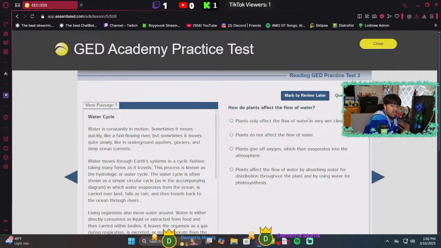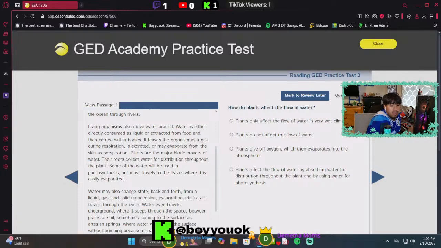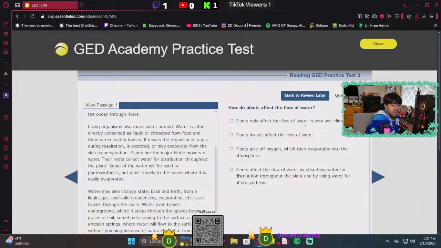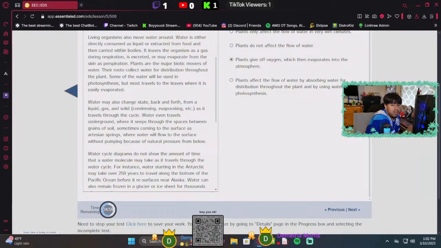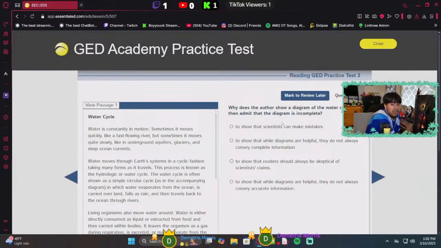How do plants affect water flow? Why does the author show a diagram of the water cycle and then admit the diagram is incomplete? To show that diagrams are helpful but do not always convey complete information.